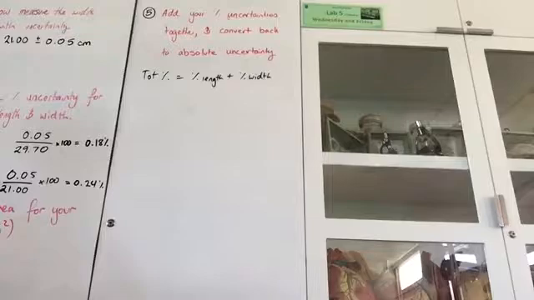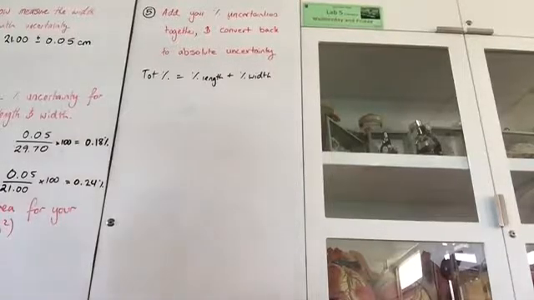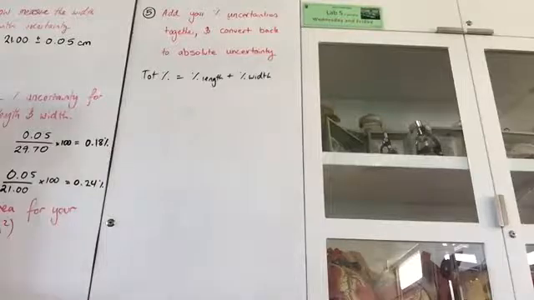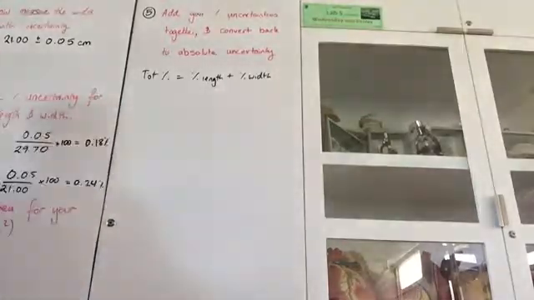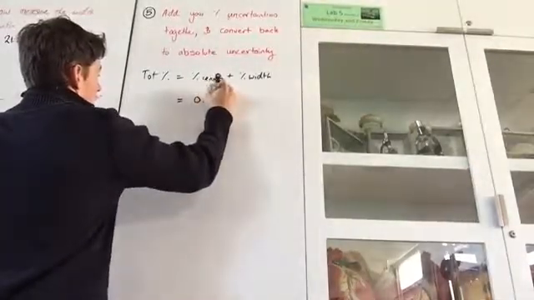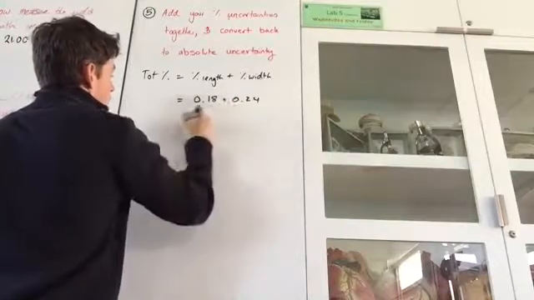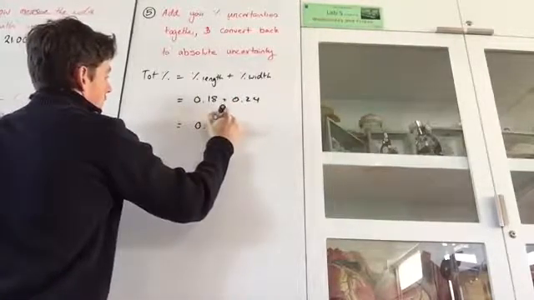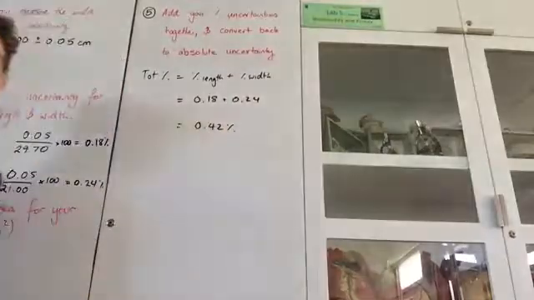Clear? If you're a little bit long and a little bit short on your width, what's actually going to happen? Is your answer going to be worse or better than being too long in both areas? If you're a little bit long in one, a little bit short in the other, is that going to be a more accurate calculation than being long in both? Yes. I think it will be more accurate, because that cancels out a bit of error, okay? But we have to assume that our errors are compounding and getting worse, okay? So we get 0.18 plus 0.24, which gives us 0.42%. I'm pretty sure.